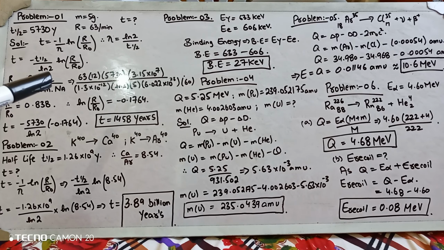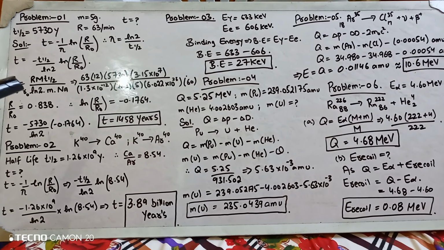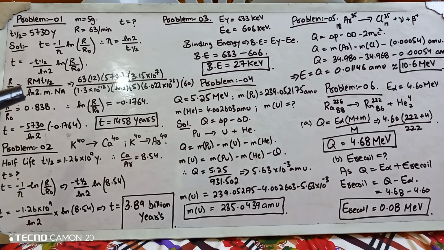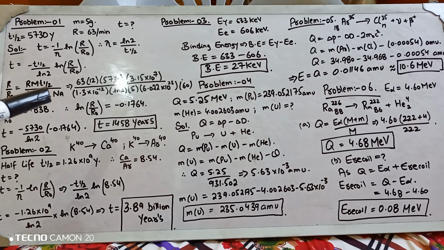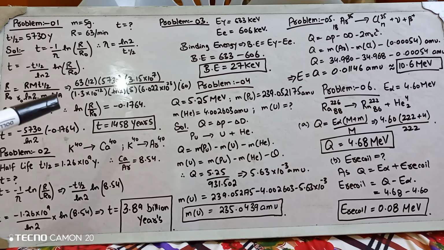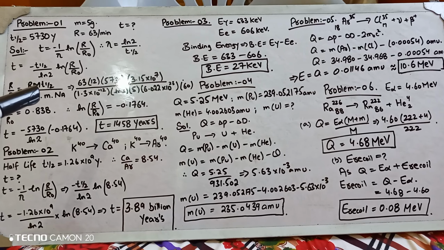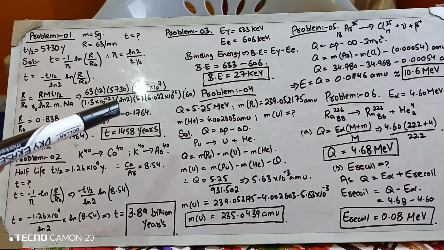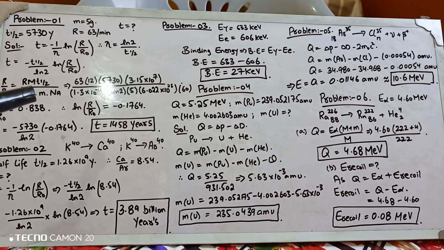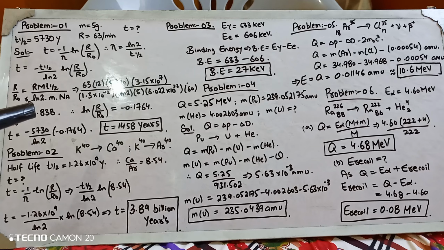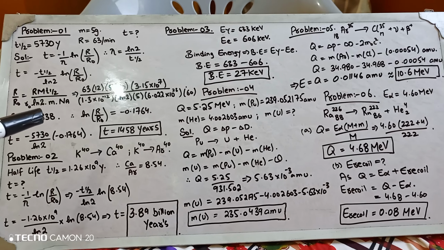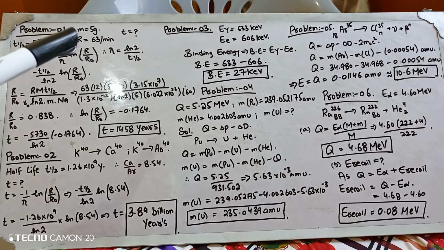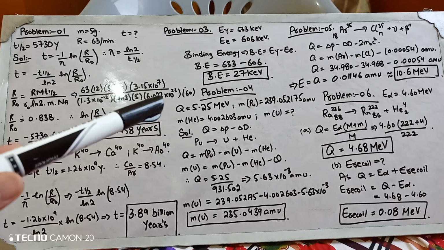First of all, you have to find R by R naught, where R by R naught is equal to R times M, the molar mass, times T1/2, the half-life, divided by R naught times ln 2 times m, the mass in grams, times N A, the Avogadro's number. Putting in the values: R is 63, the molar mass of carbon is 12, the half-life is 5730, R naught is the constant value 1.3 into 10 raised to minus 12, ln 2 as it is, the mass is 5 grams, and N A is 6.022 into 10 raised to 23.